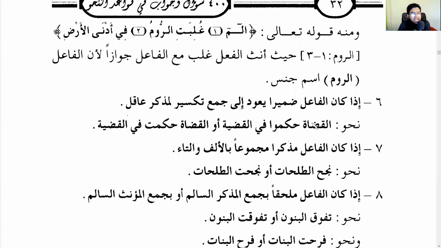And the sixth is إذا كان الفعل ضميرا يعود إلى جمع التكسير. Now, it's not actually jama taksir, but a pronoun going back. It's the same thing like jama taksir, no? A pronoun going back to jama taksir لمذكر عاقل. So I think he'll make for a mudakkar. Now he put a condition for aqil also. For aqil, not ghair aqil.